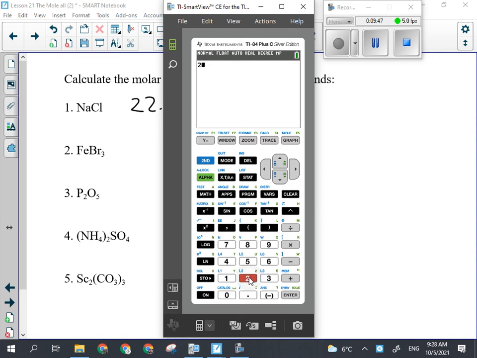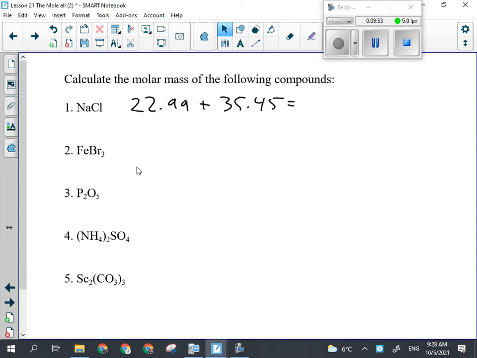So 22.99 plus 35.45. We're looking at 58.44 grams per mole. Questions on the first one? For number 2, we've got iron with bromine. So iron's 55.85.